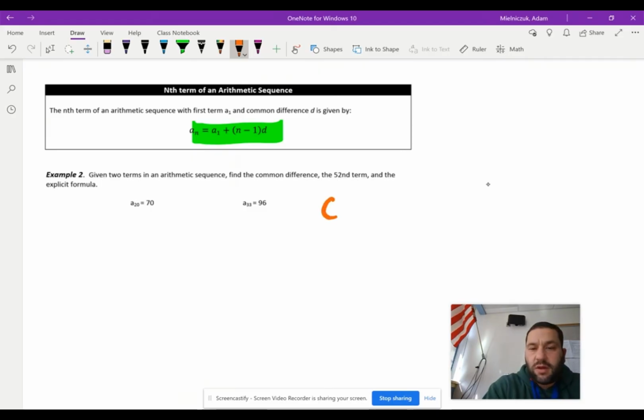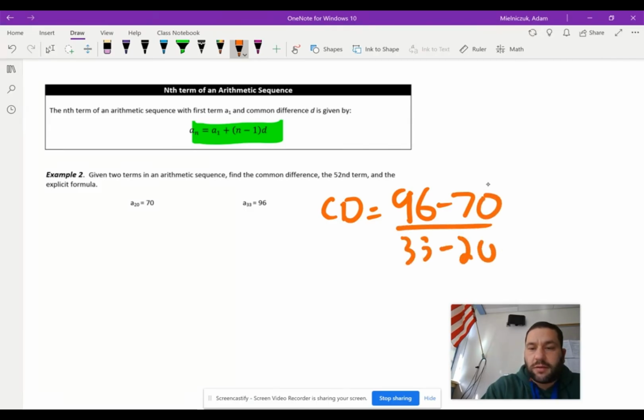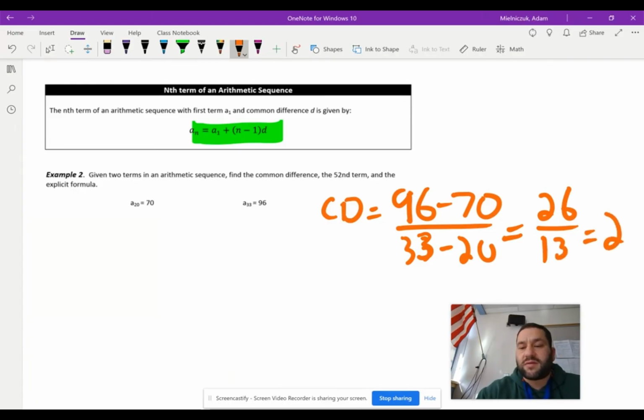All right, so the first thing you want to do is find the common difference. For the common difference, just think slope. What is the difference between these 2 points? Well, the y values are 96 minus 70, and the x values would be 33 minus 20. So let's think, what is this? 96 minus 70 is 26. 33 minus 20 is 13. So there is a common difference of 2.